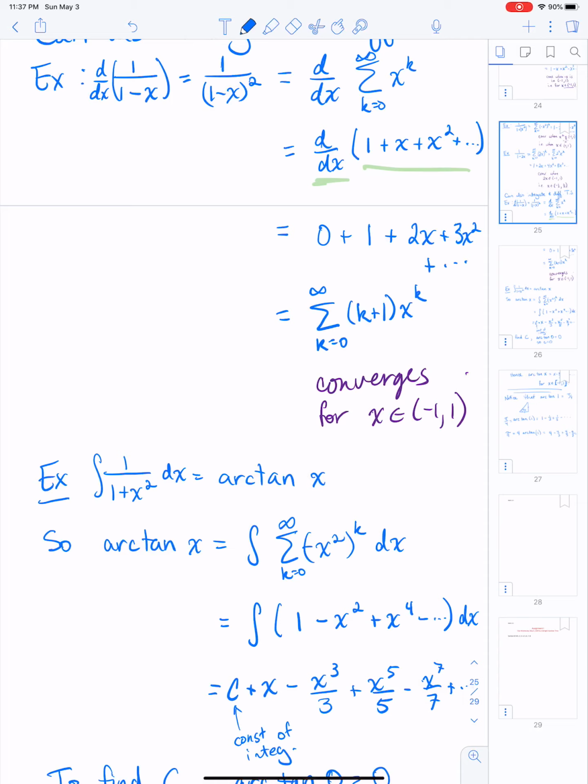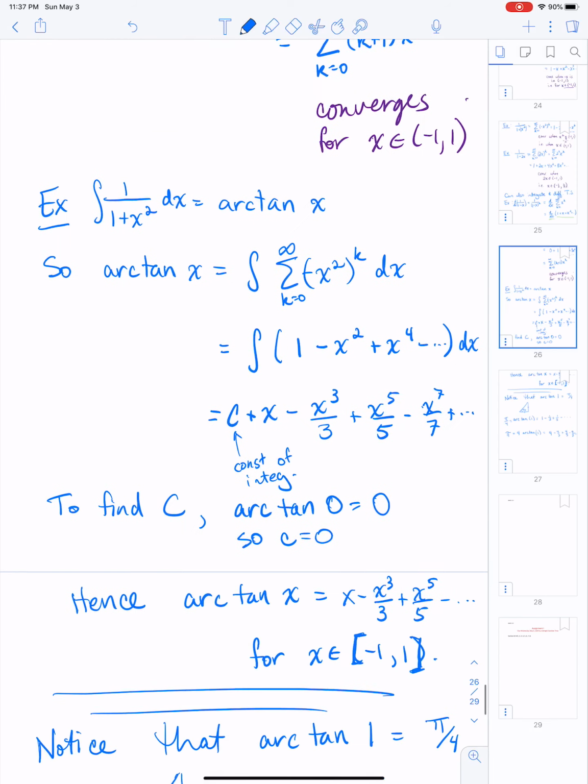x from -1 to 1, not including the endpoints, and you could check that using just the consideration that at the endpoints, if you plug in x equals -1, you have a series whose terms do not approach 0, so therefore the sequence of partial sums cannot converge. And the same thing if you plug +1 in.